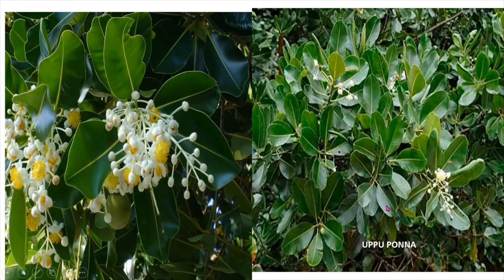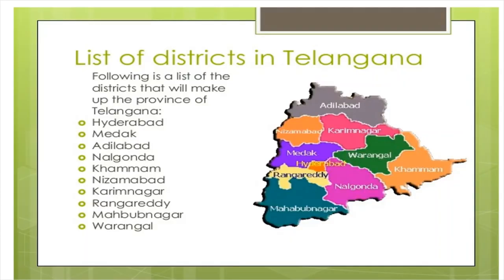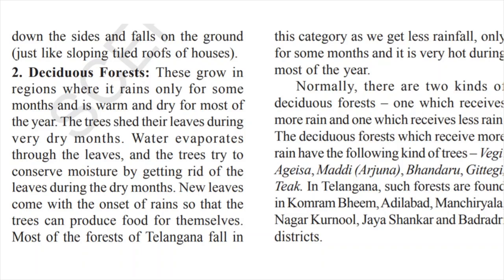Examples of some trees are Upuponna and Boduponna, and these are the districts of Telangana where we find this type of plants. And this is a picture of the Himalayan region, where you have an evergreen forest, and these trees are very tall, having needle-like leaves. And this is a picture of a deodar forest in Gulmarg, Himalayas.